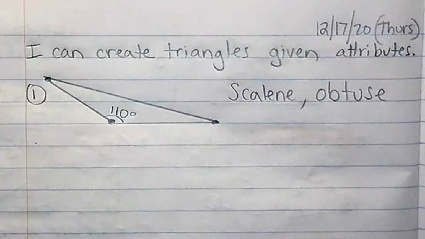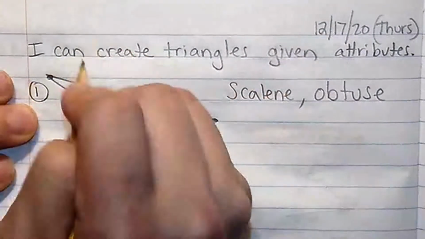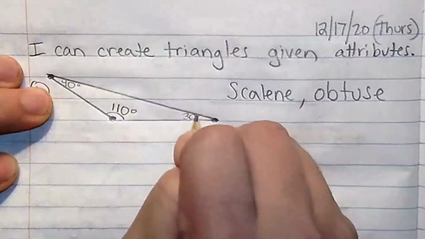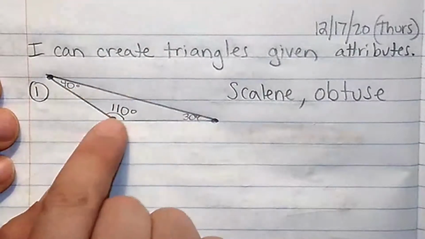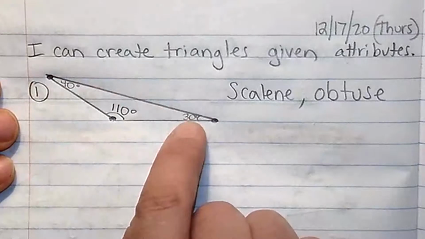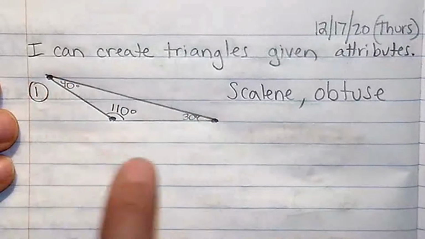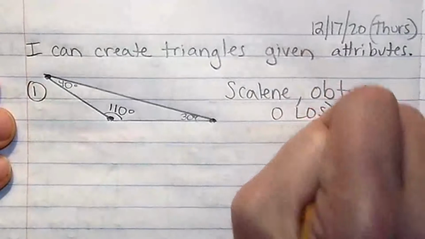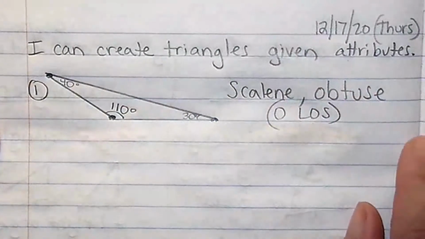Now, I'm going to tell you that this angle down here is 30 degrees, and this angle up here is 40 degrees. Now, something very cool about angles and measures is they're always across from a side. The biggest number is across from the longest side, and the smallest number is across from the smallest side. So this triangle makes sense. This triangle would have 0 lines of symmetry because it has no equal sides and no equal angles.